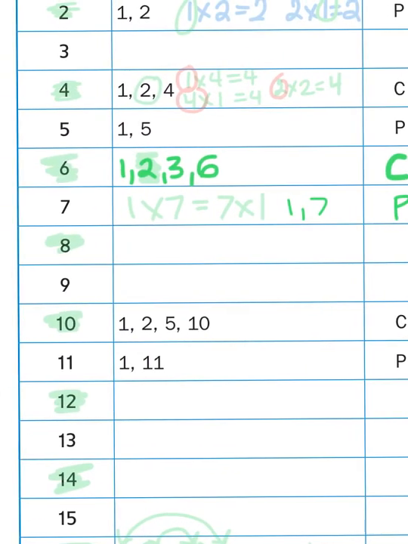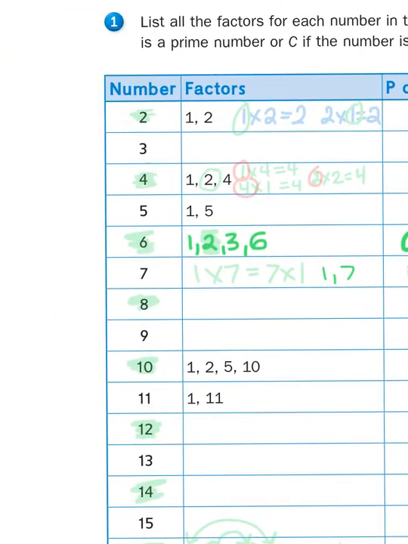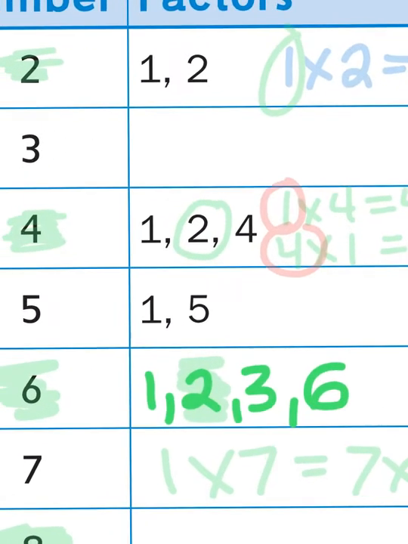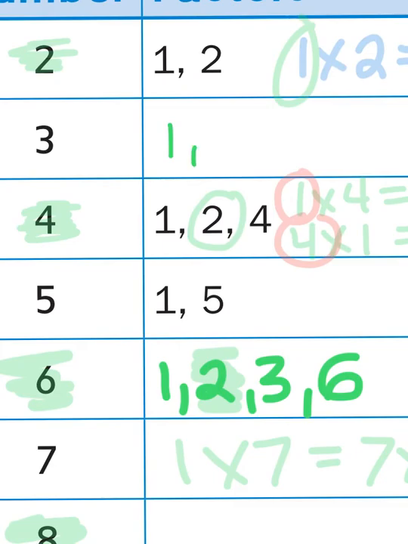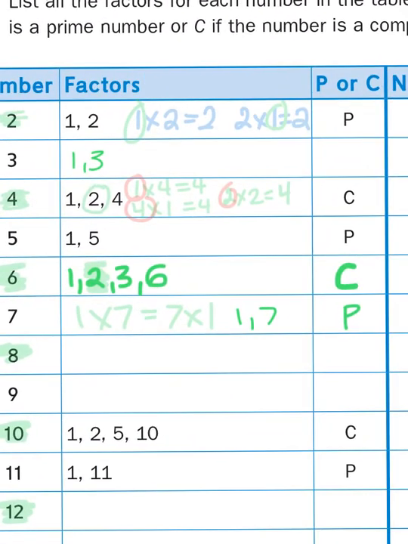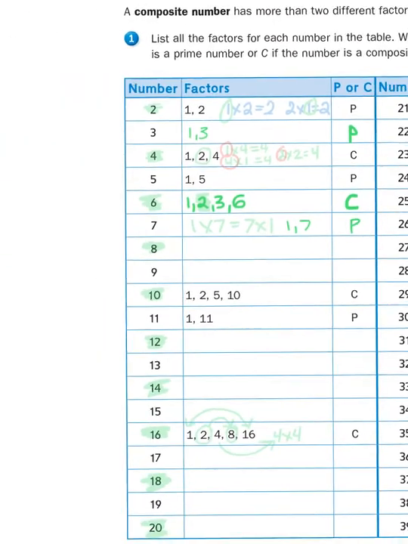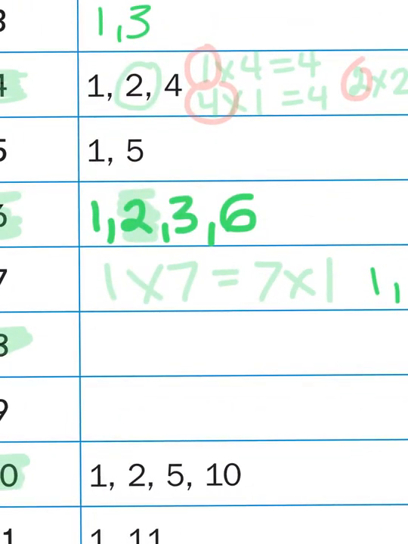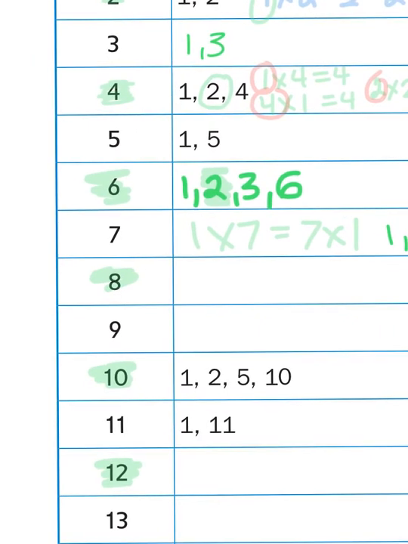So my factors are 1 and 7, which makes this number prime. 5 is an odd number, and it's prime, with factors 1 and 5. 3 is an odd number. The only way you can multiply two numbers together to get 3 is to multiply 1 and 3. So that, too, is a prime number. Does that mean that all odd numbers are prime? Well, no, not necessarily.